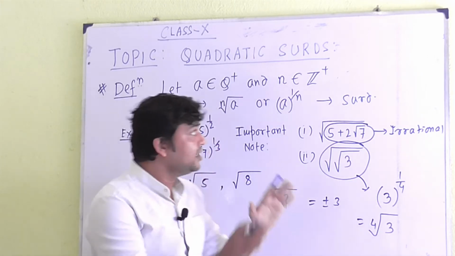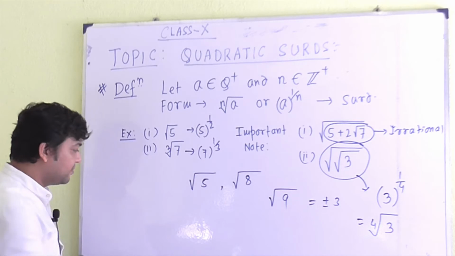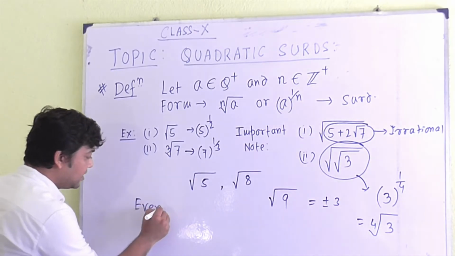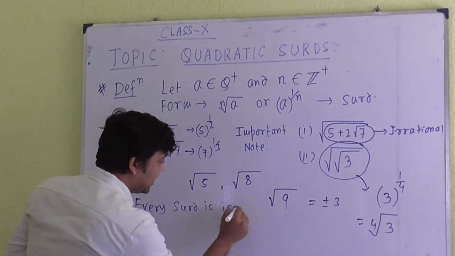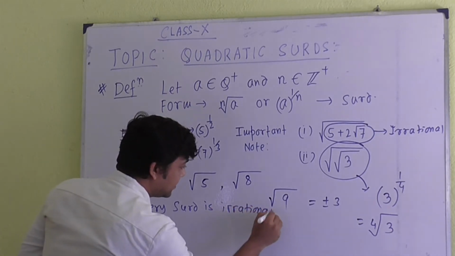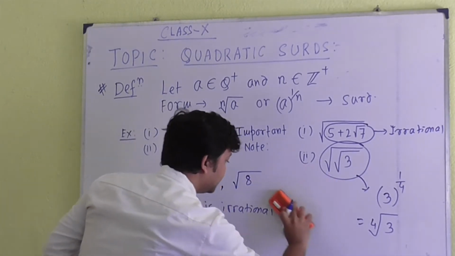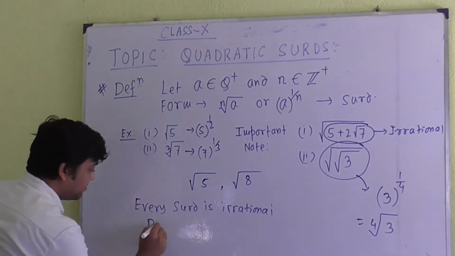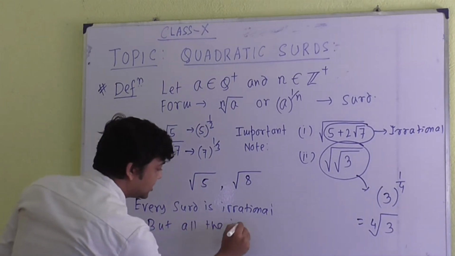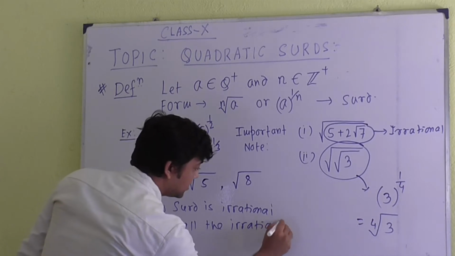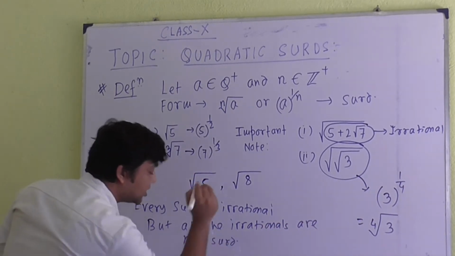So what is the conclusion from this part? The conclusion is, every surd is irrational, but all the irrationals are not surds.